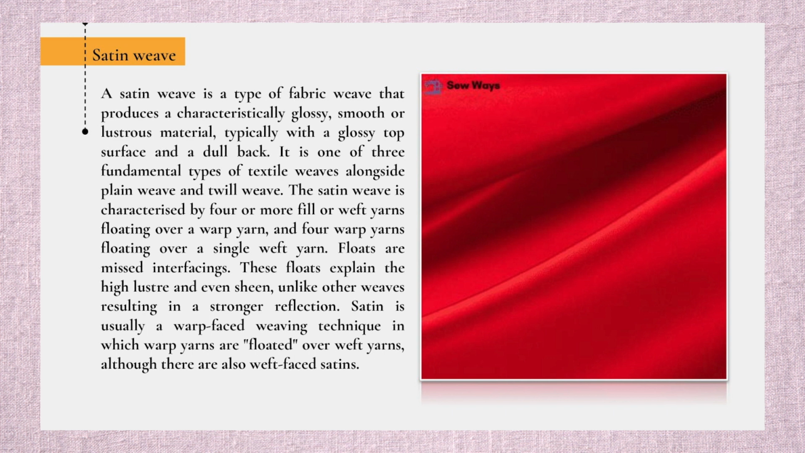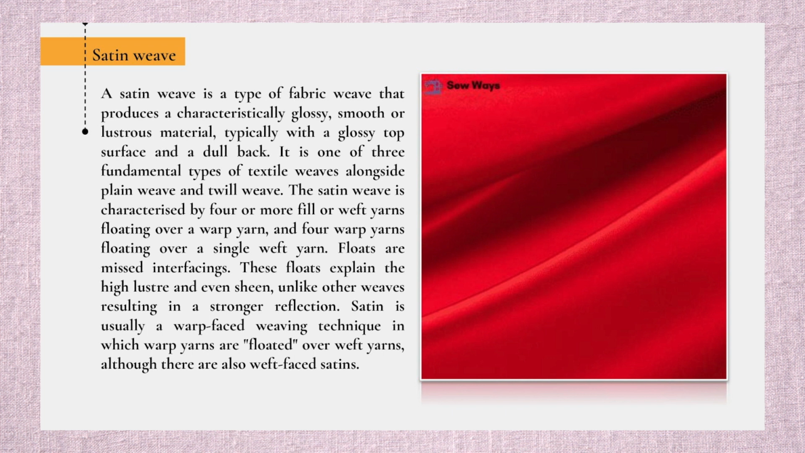The satin weave is a type of fabric weave that produces a characteristically glossy, smooth, or lustrous material, typically with a glossy top surface and a dull back. It is one of the three fundamental types of textile weaves alongside plain weave and twill weave. Satin weave is characterized by 4 or more fill yarns floating over a warp yarn and 4 warp yarns floating over a single weft yarn.